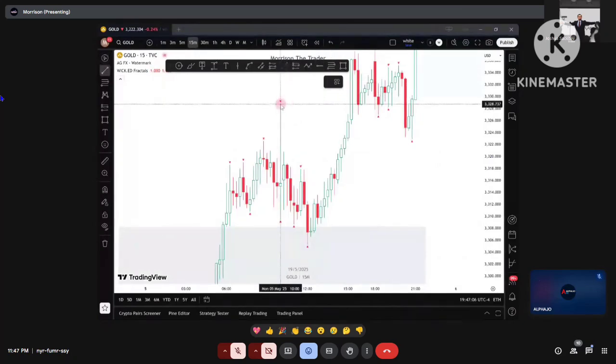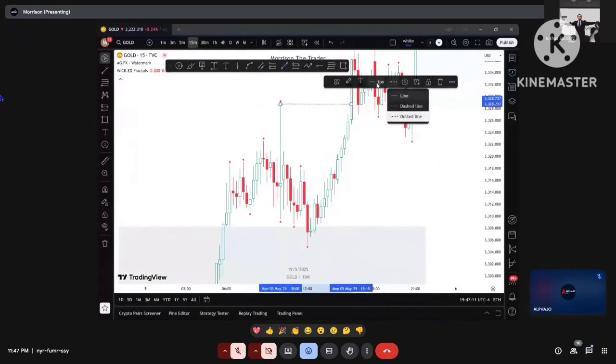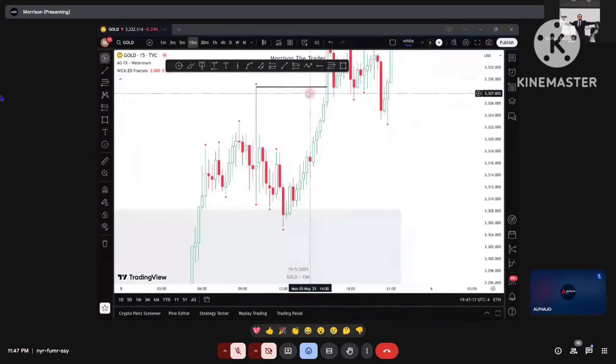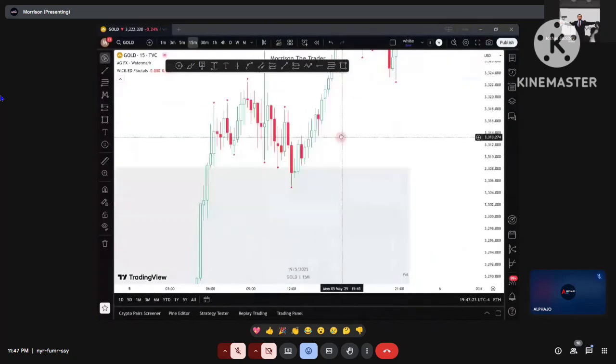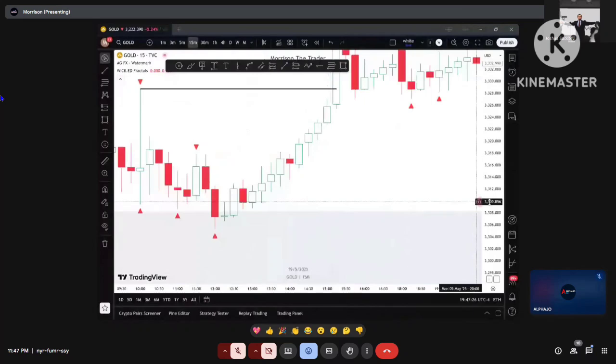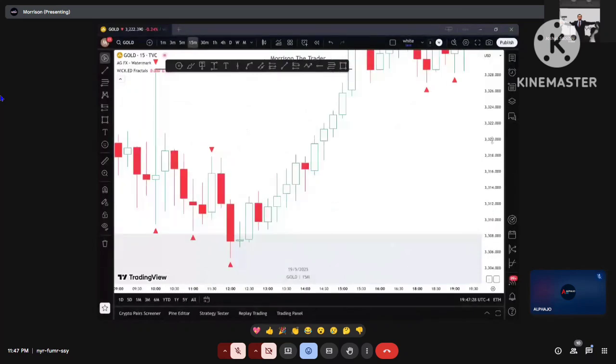So this high is what started the retracement, right? So you expect price to come back to that high. Price went into that high. Okay, so price started the retracement and then came into that fair value gap right here. Now what did it do? Look at what it hit. Look at what it did here. Watch this very, very carefully.